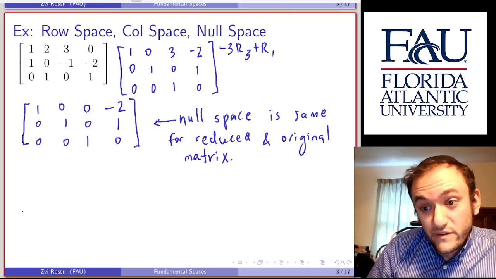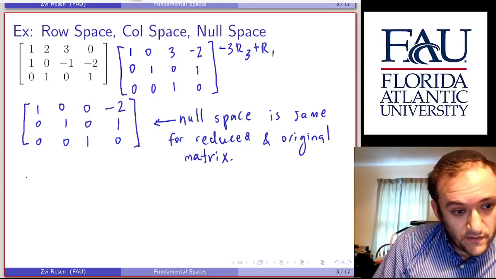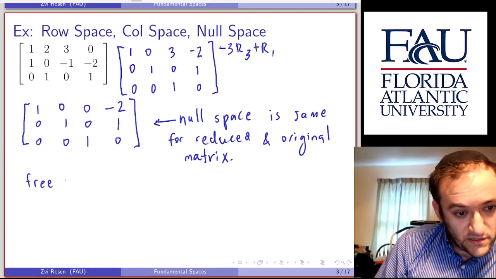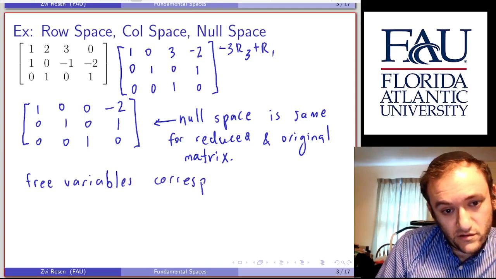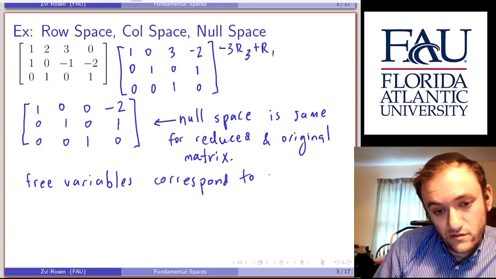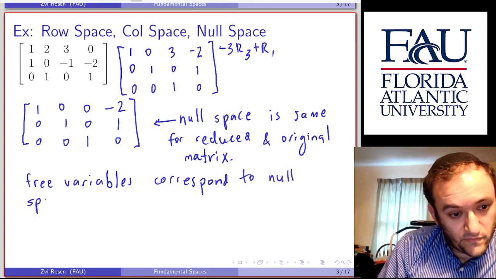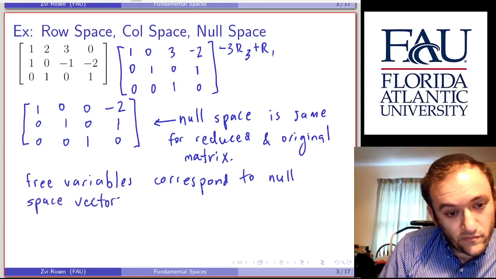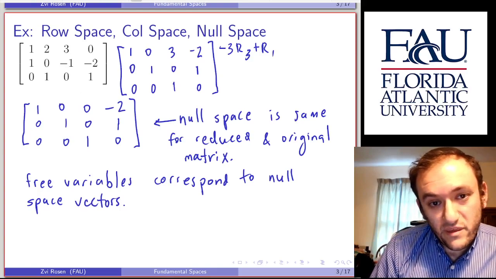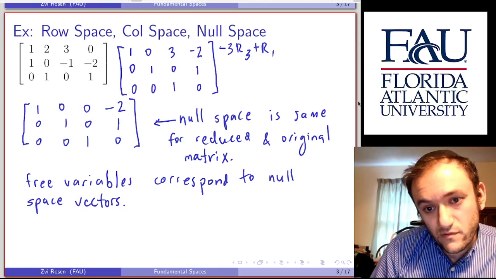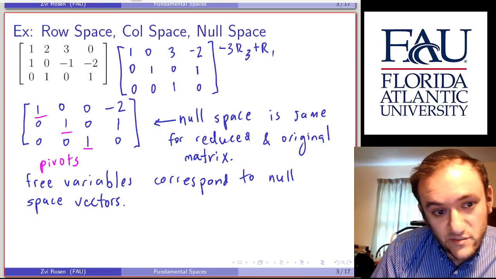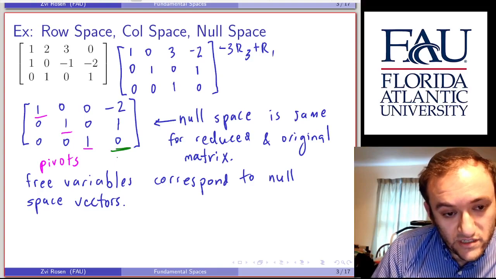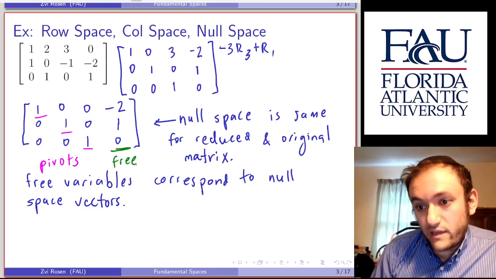Okay, so how do we find the null space for this matrix? What we'll find is free variables correspond to null space vectors. Okay, so in this case, we have 3 pivot variables. So these are our pivots. So those do not correspond to null space vectors, but we have this, which corresponds to a free variable. So that's going to be a null space vector.